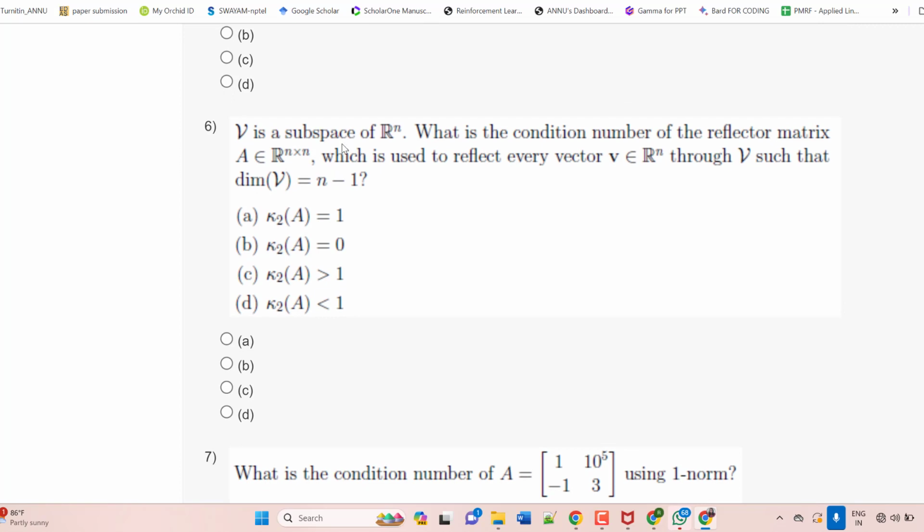Here, I agree that you people tend to have some doubt whenever terms like reflector and rotator come into the picture. So don't assume that a reflector or any rotator is a different matrix; it is an orthogonal matrix that reflects one particular vector over an orthogonal space. So we will see what that reflector is also. What is the condition number of the reflector matrix? Again, we just have to find the formula which is used to reflect.